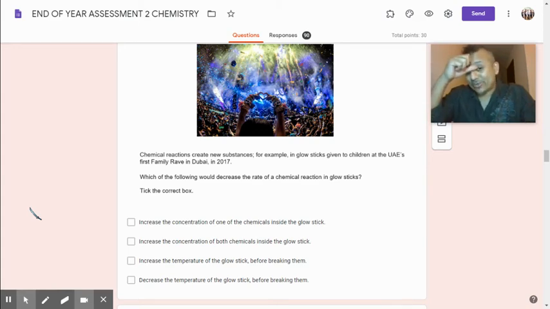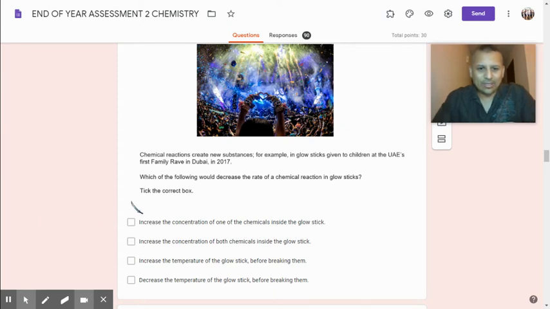I actually really like this question. It says, the first family rave in Dubai in 2017, and they had a lot of glow sticks at the event. They were giving them out to children. Which of the following would decrease the rate of the reaction? So immediately, things that affect the rate of reaction are temperature increase, surface area, increased concentrations, and using a catalyst. These would increase the rate of reaction.